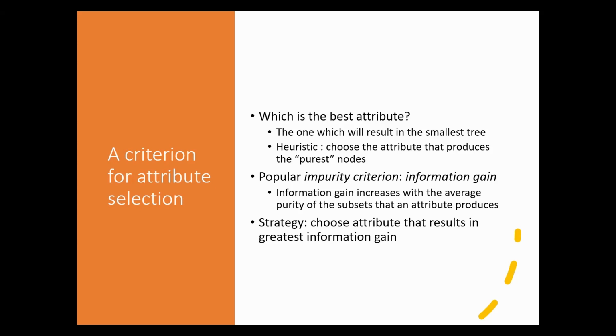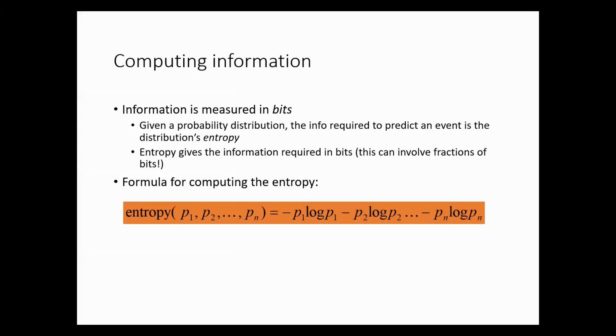So now the strategy is that you have to select the attribute with the greatest information gain. That is what we expect when we talk about decision trees. Now we discuss something called computing information.